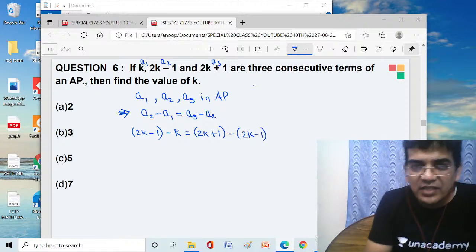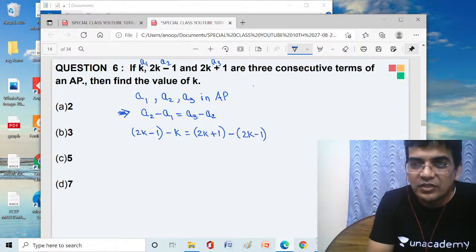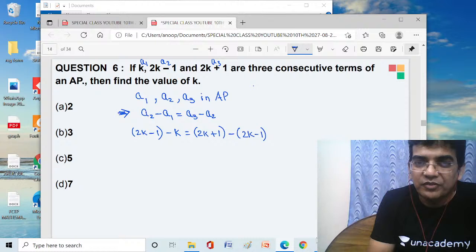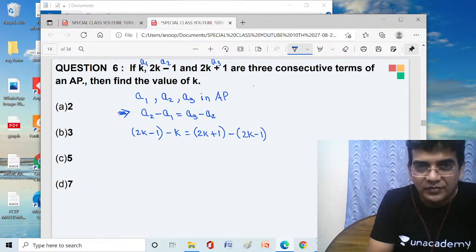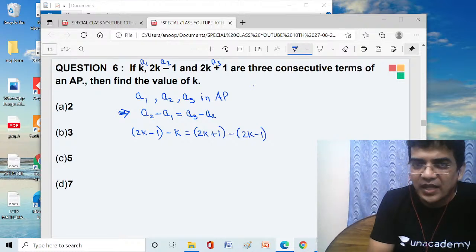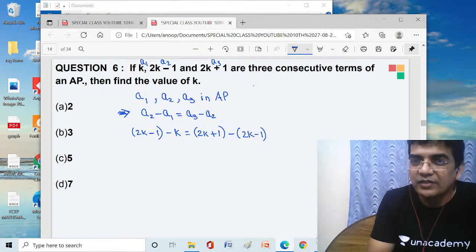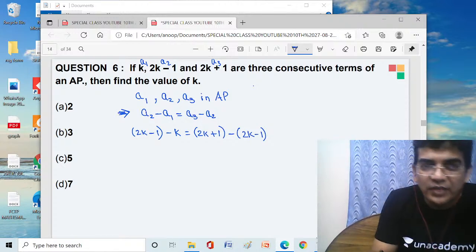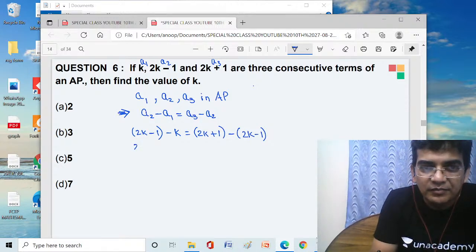First I have written the relation between the three consecutive terms in AP. And in this relation, I have substituted these values, which I have marked as A1, A2 and A3, the three consecutive terms of an AP. Now let us solve this equation.